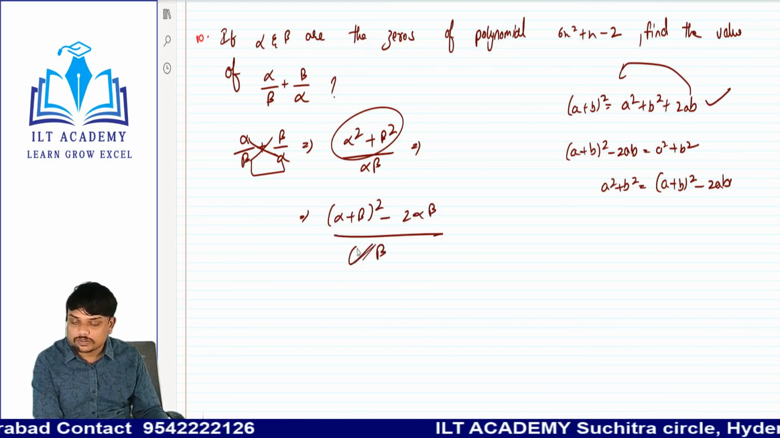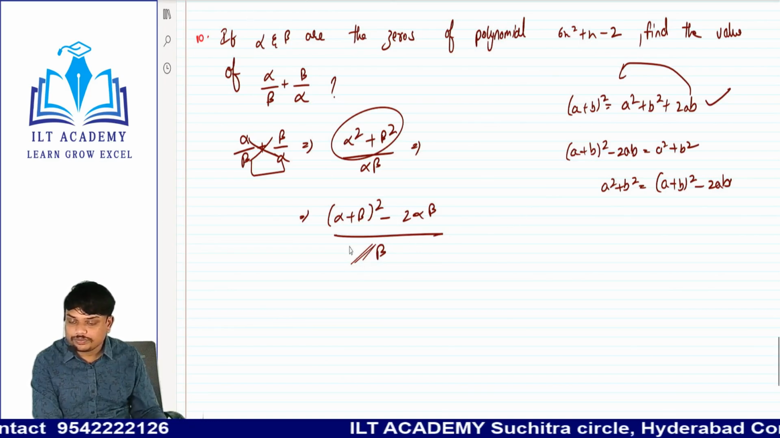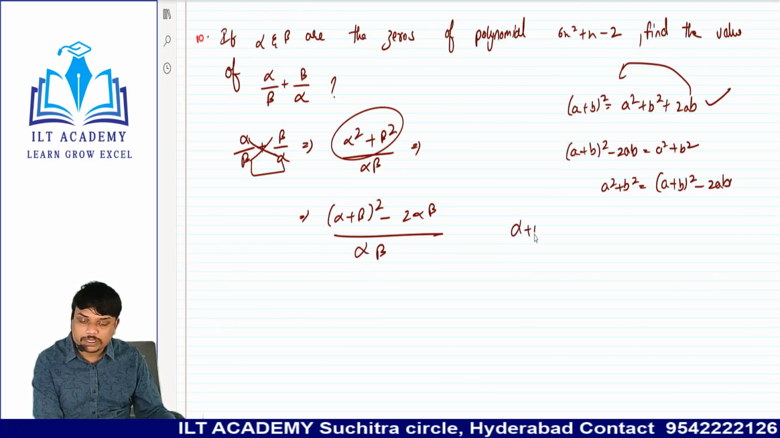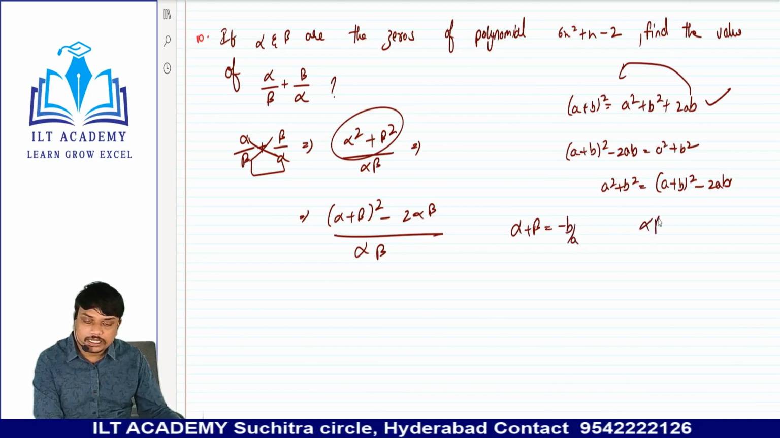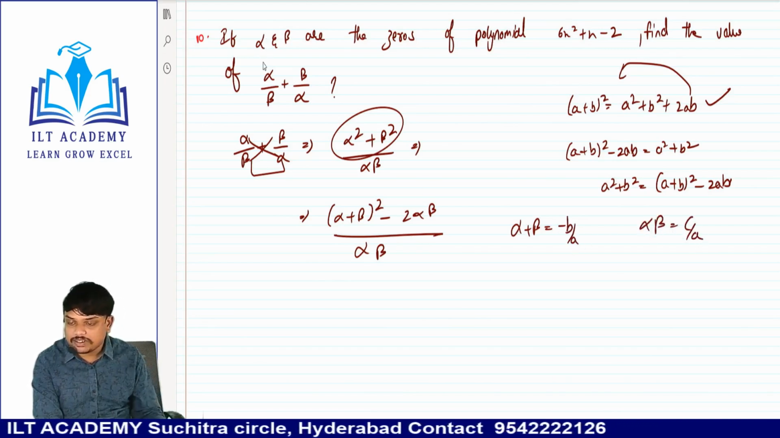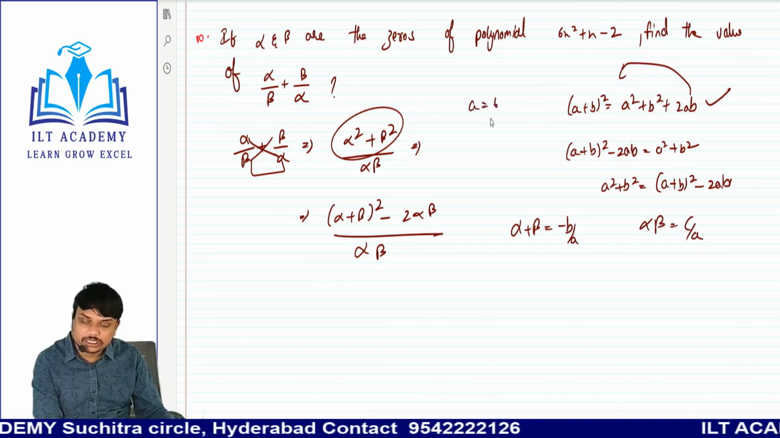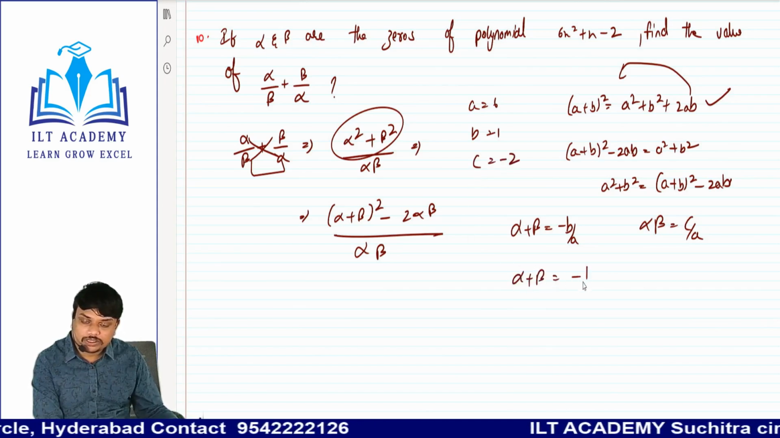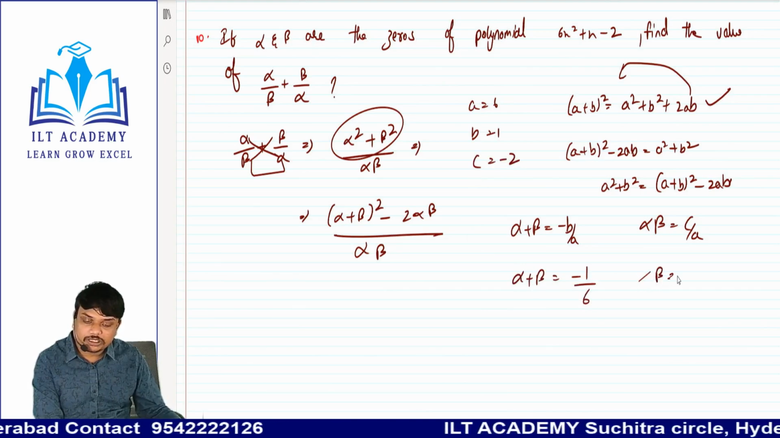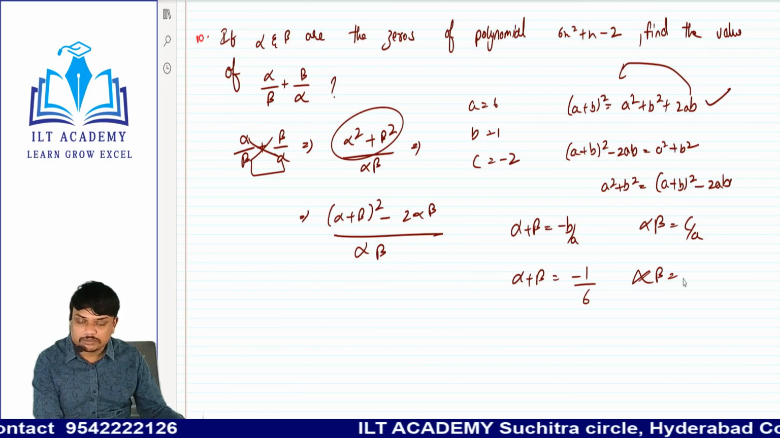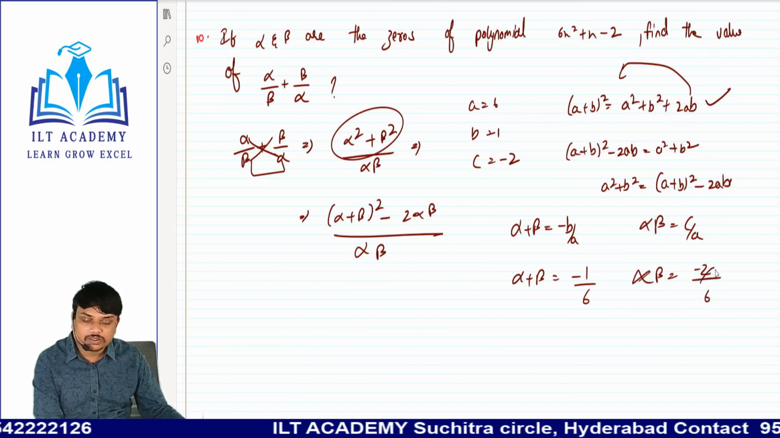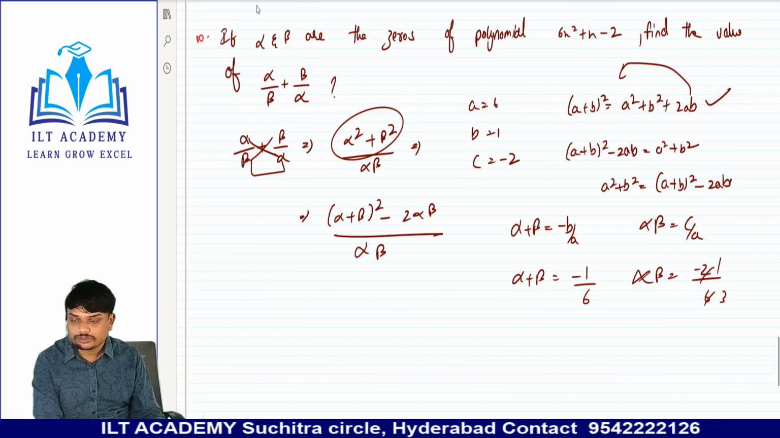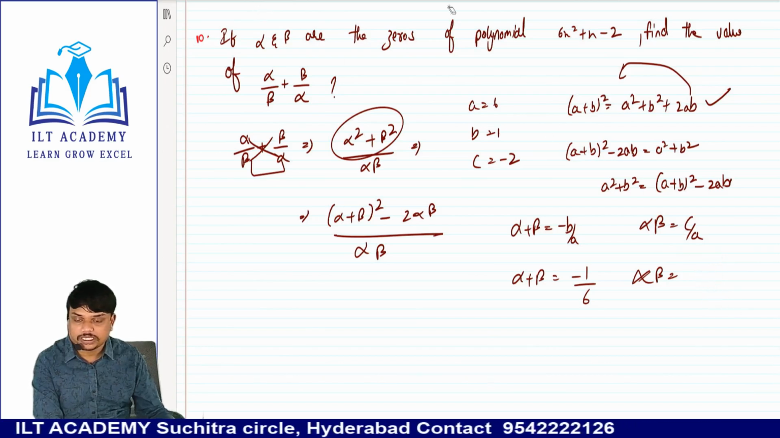Now alpha plus beta is equal to minus b by a and alpha beta is equal to c by a. Here a is equal to 6, b is equal to 1, c is equal to minus 2. So alpha plus beta is equal to minus 1 by 6. Alpha beta is equal to c by a, which is minus 2 upon 6, that is minus 1 by 3. Or else you can keep it like this. Anything is fine. You can write minus 2 by 6 also.